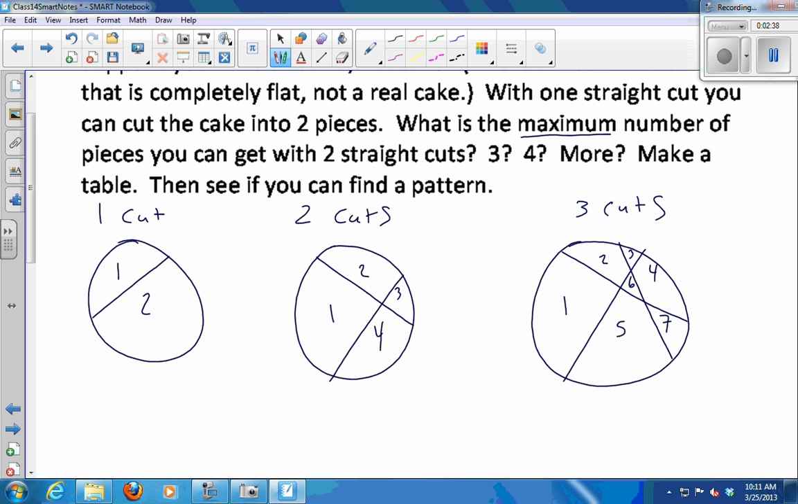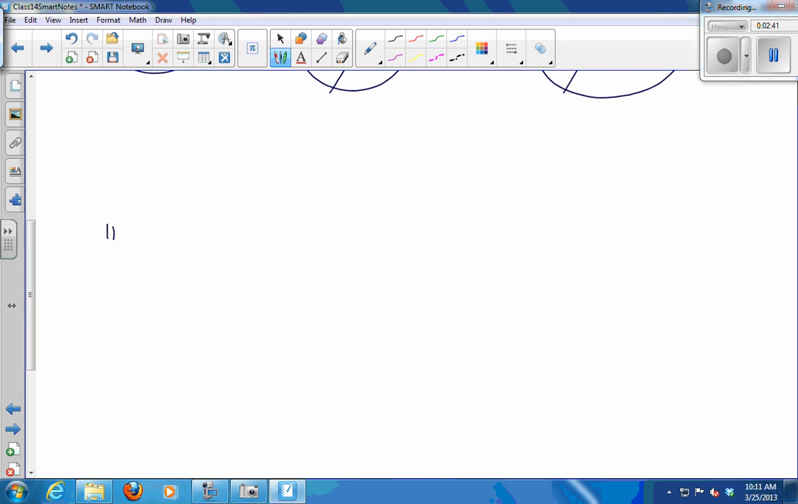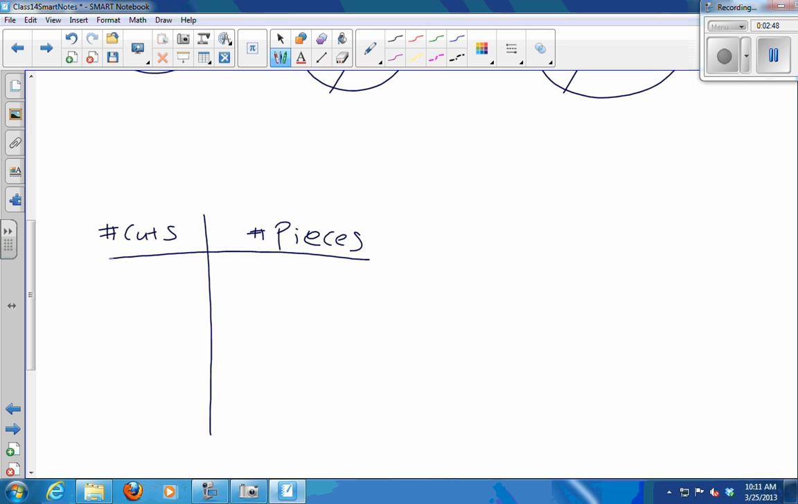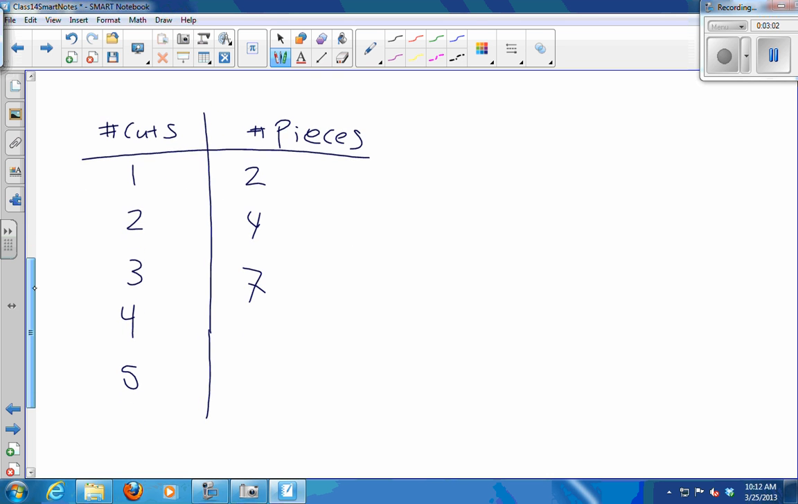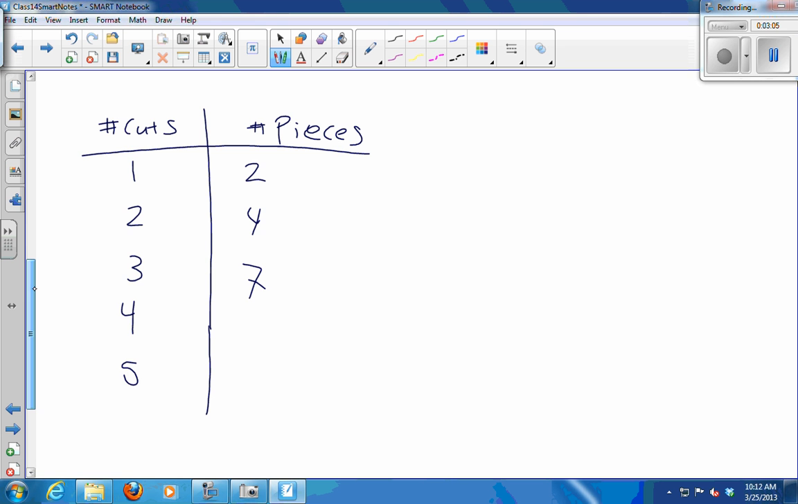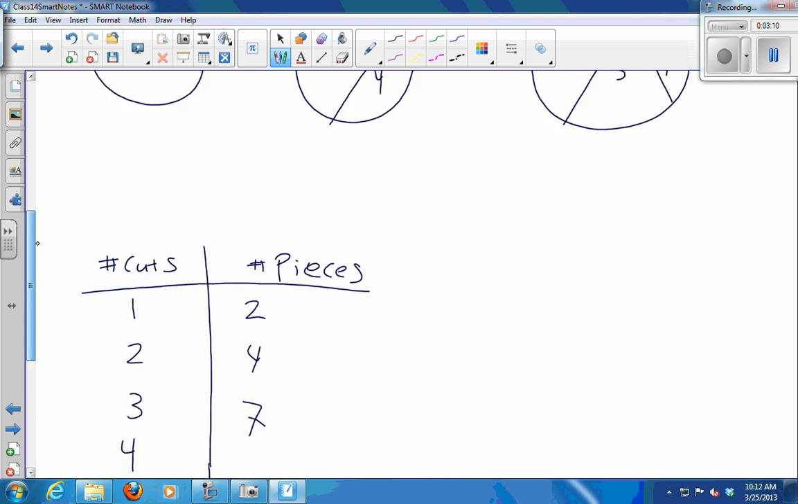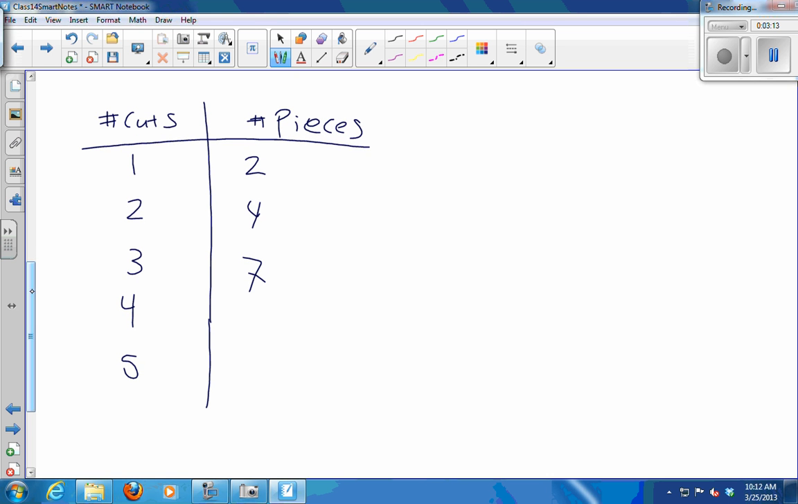And then I want you to fill in a little table like this. Number of cuts, number of pieces. Okay, so we've already done, I think I just spelled pieces wrong. 1 cut made 2 pieces. 2 cuts, 4. 3 cuts, 7. I want you to be able to fill in 4 and 5 and hopefully find a pattern in this list so that you don't have to keep making drawings. So far we only have 3 entries. You might need 1 or 2 more to try to see a pattern.